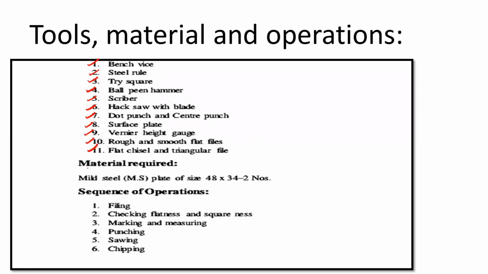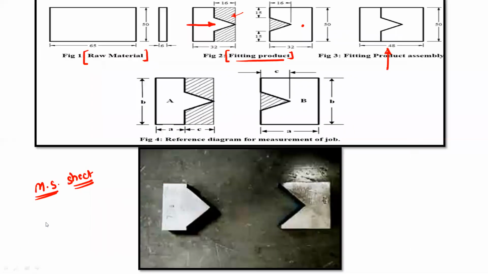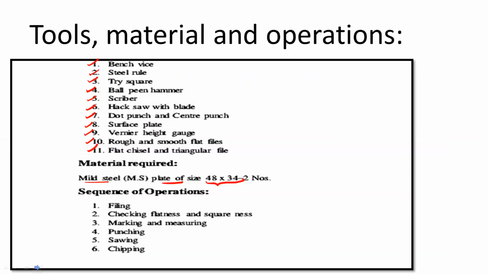Okay, and the material required is mild steel plate. So you can have the dimension. So here given is 42 by 34. In this diagram, it is given 50 by 32. Okay. So as per the required dimension, you can cut the mild steel plate.